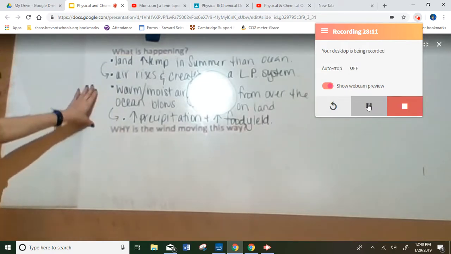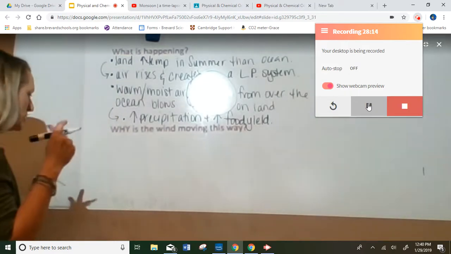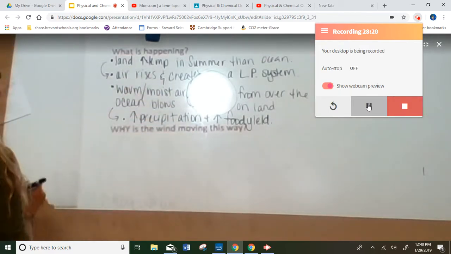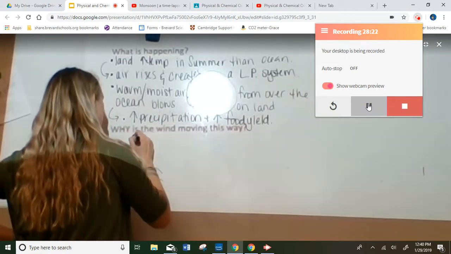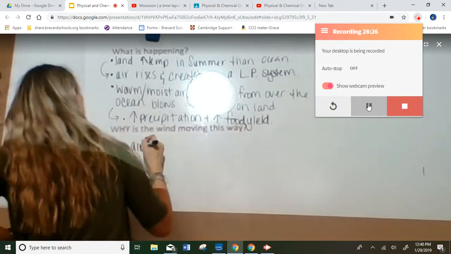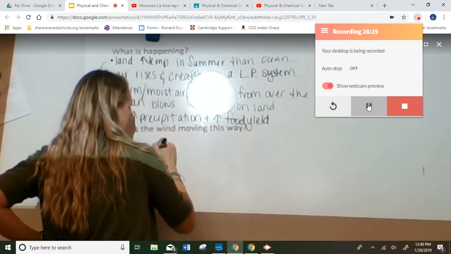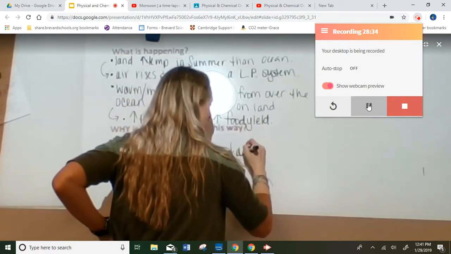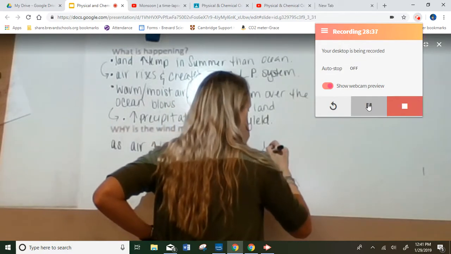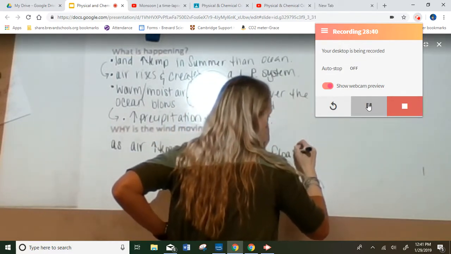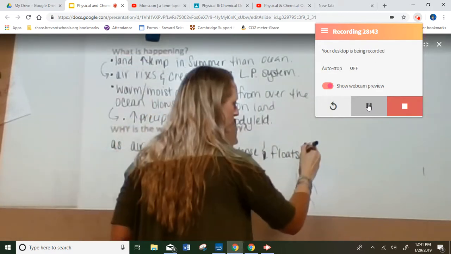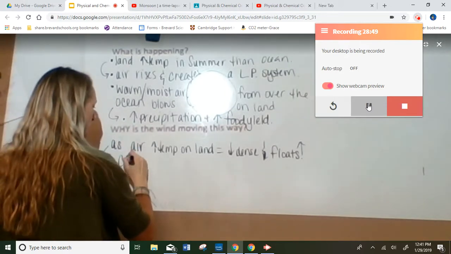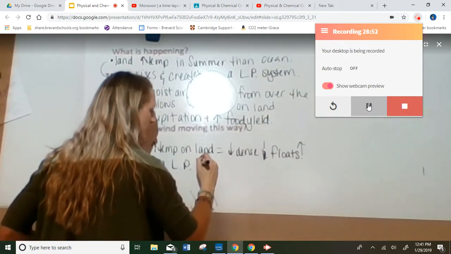I may have answered it already a little bit up here, but why does the air go from the cooler oceanic water to the warmer land? So we're going to say as air increases in temperature on land, it becomes less dense and floats, or moves up. Okay, so this causes a low pressure system over land.